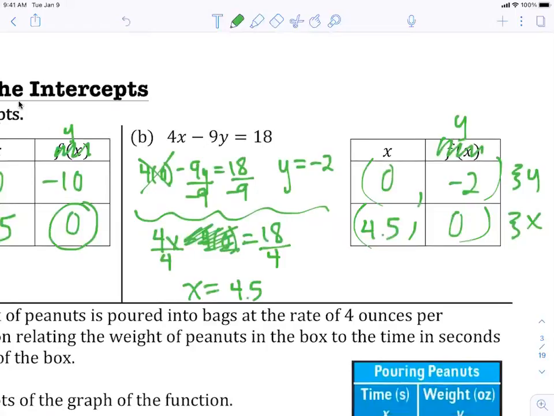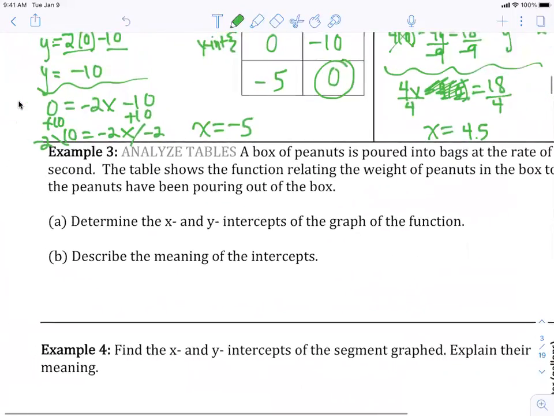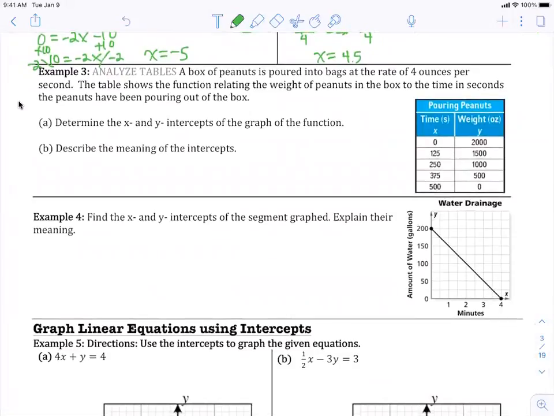Okay. So of course, we have to do at least one application problem. So first and foremost, let's talk about this guy. It says, example 3, a box of peanuts is poured into bags at a rate of 4 ounces per second. The table shows the function relating the weight of peanuts in the box to the time in seconds. You're going to notice on this one, I don't know what the equation is, but I don't need the equation to find my intercepts.